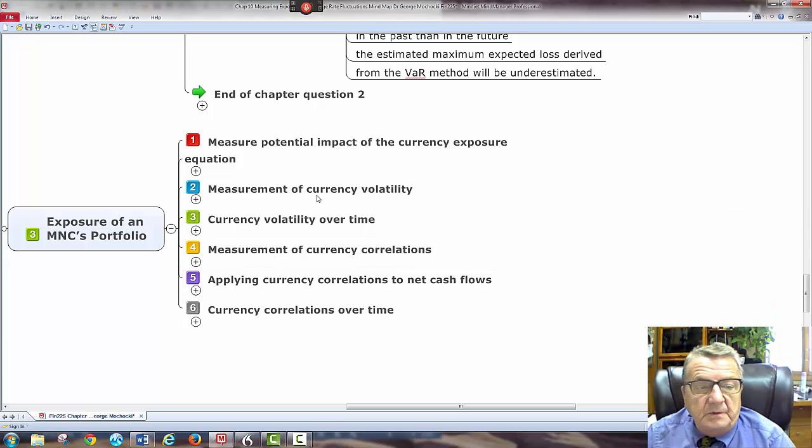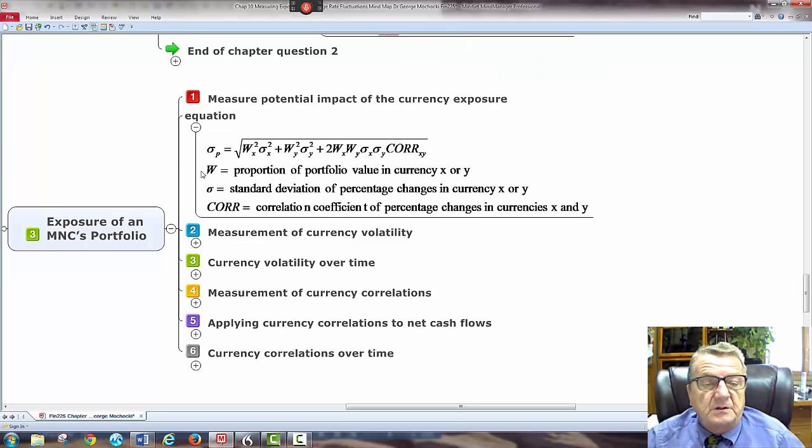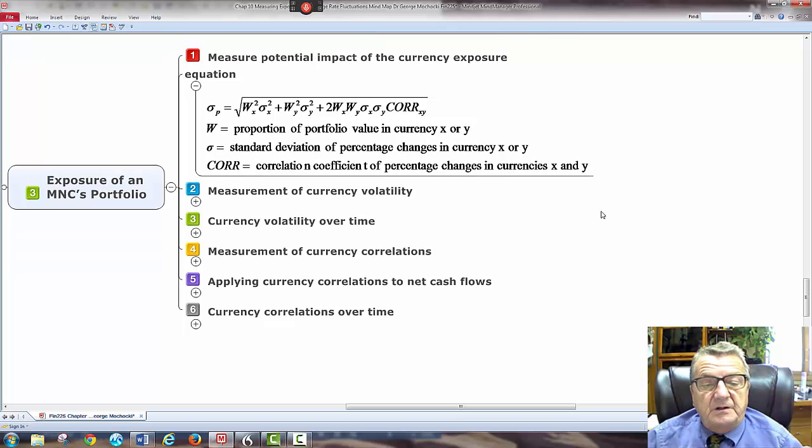Okay, let's do the measure the impact of currency exposure equation. So here's your equation: proportion of portfolio value in currency X or Y, standard deviation of the percentage change of currencies X and Y, and correlation coefficient of percentage changes in currencies X and Y. Again, the software, you put it in there. If you have to explain it, you'll have the formula in here. Okay, so, measurement of currency volatility.